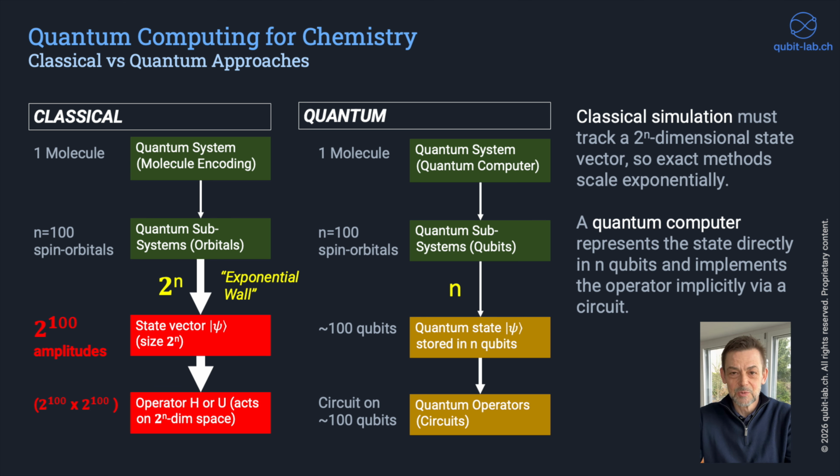So why does quantum computing add value here? It comes down to how the state of a molecule scales. Classically, even a single molecule becomes hard quickly. With n spin orbitals, the electronic wave function lives in a 2 to the power of n dimensional space. So exact simulation scales exponentially. A quantum computer can represent that same many-electron state natively across n qubits. Instead of explicitly storing and updating all amplitudes, we implement the physics as a quantum circuit, which is why quantum methods can scale significantly better for electronic structure problems.